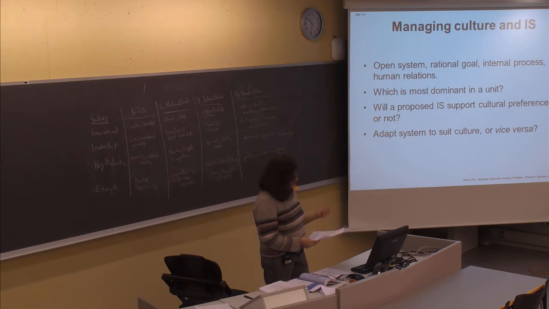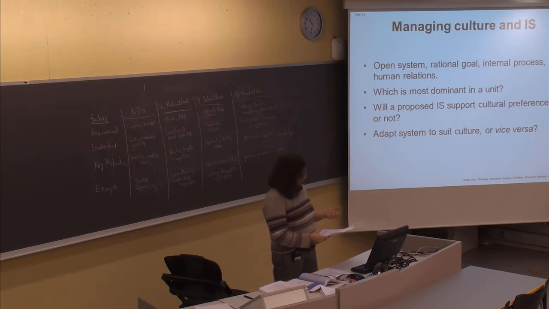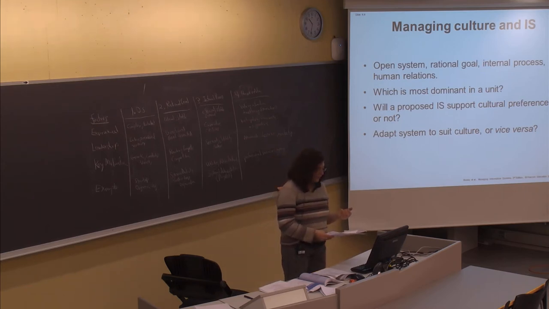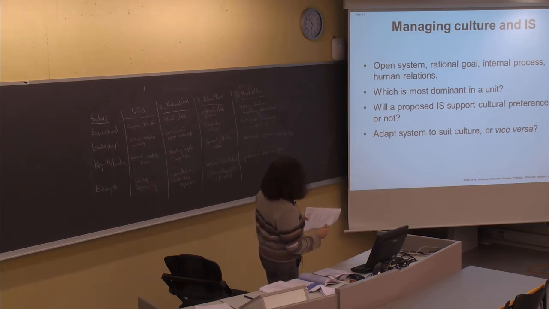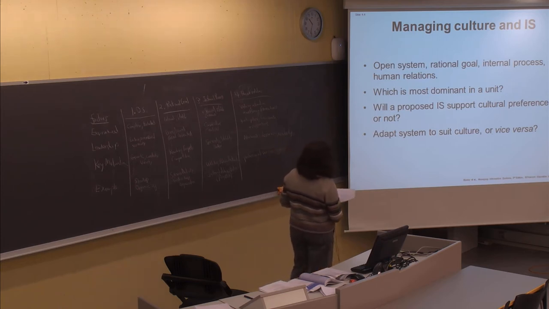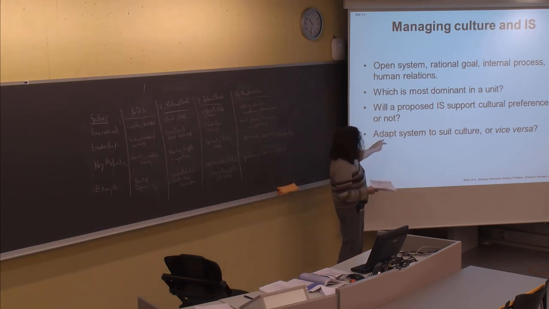So this is again summarizing the different systems: open system, offline, and process system, which is the most dominant one. We would propose how to support the process. And if it doesn't, then it's not going to be successful. We want the system to support the process, and usually we would adapt the system to support the process, rather than the other way around.